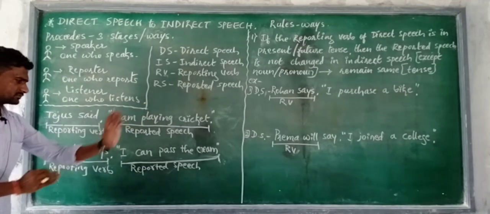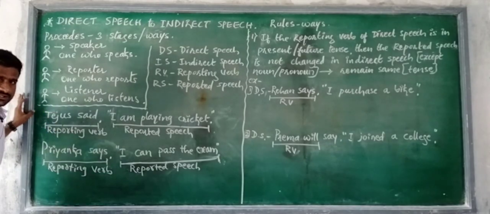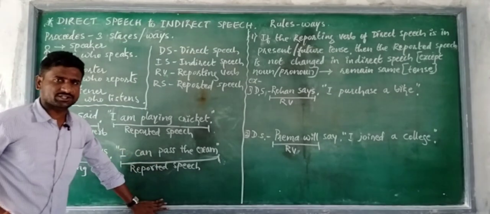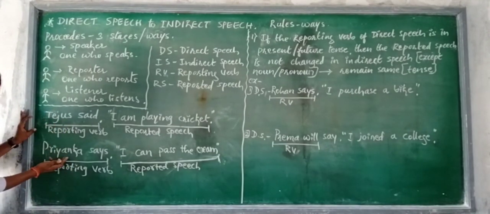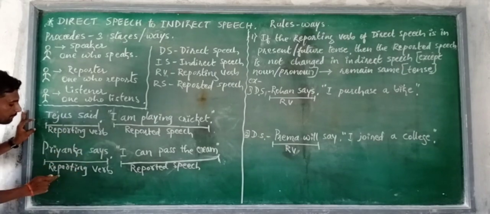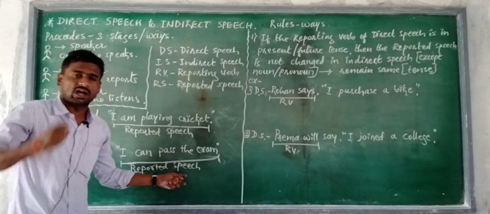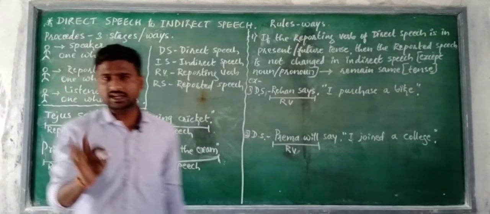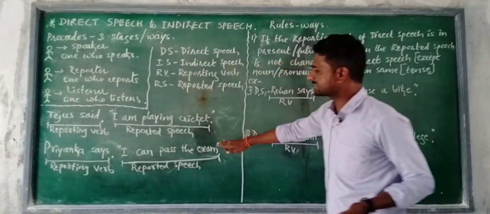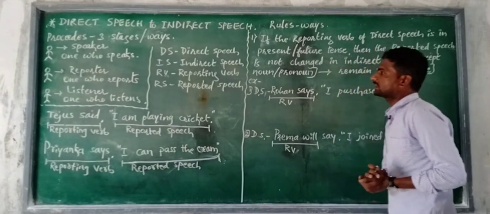Okay, so now you know which is the reported speech and which is the reporting verb. Where we see the name, the person's name, we call it the reporting verb. Where we see their words, their speech, that is the reported speech. My dear students, these statements are divided by the names of reporting verb and reported speech.